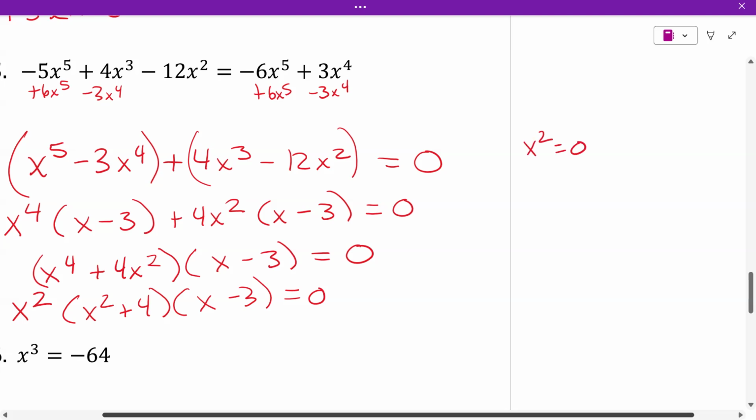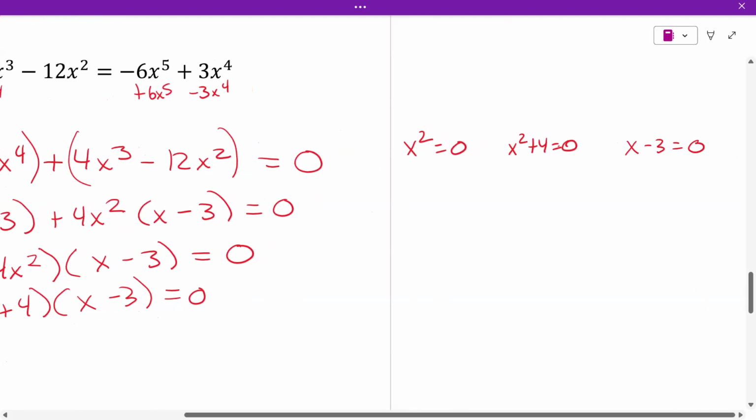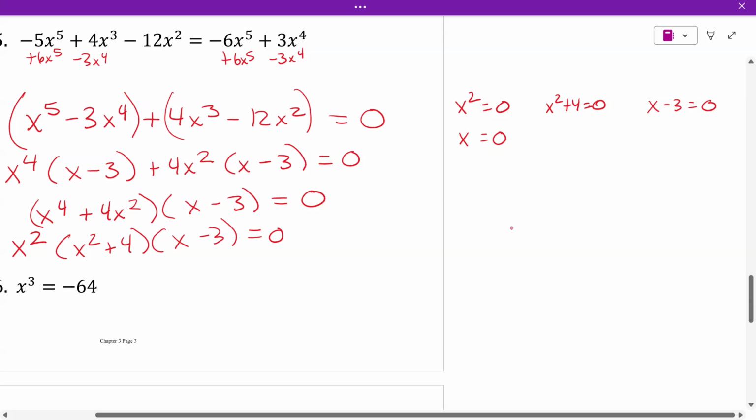So I said x squared equals 0, x squared plus 4 equals 0, and x minus 3 equals 0. So x equals 0 here, and it has a multiplicity of 2, because it's x squared. So there's 2 zeros there. Here, if I move the 4 over, I get x squared equals negative 4. If I take the square root, what do I have to do if it's a square root of a negative? Pull out an i. So it's plus or minus 2i. And then x minus 3 equals 0, so x equals 3.